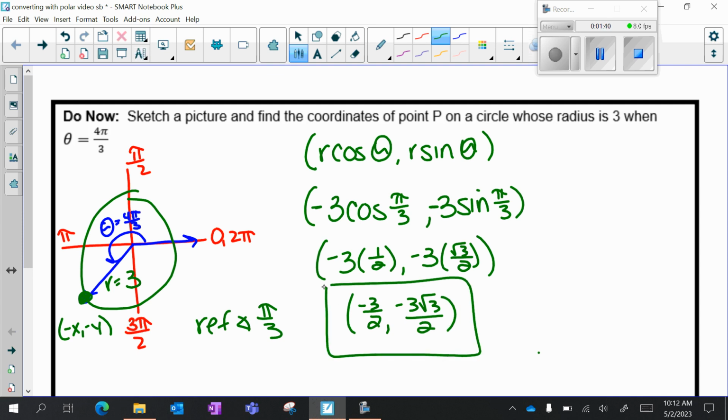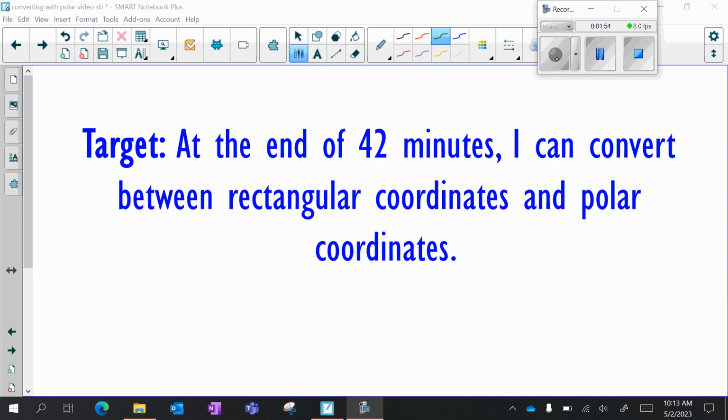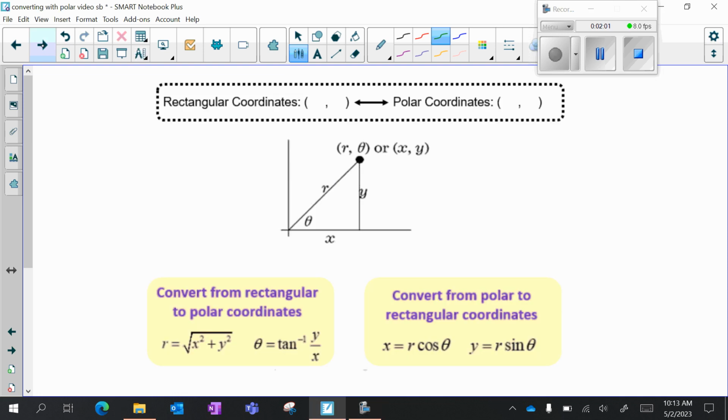And this is going to be helpful for us today as we start to do converting between rectangular and polar coordinates. This is a rectangular coordinate because it is x comma y. So our target for today is at the end of 42 minutes, I can convert between rectangular coordinates and polar coordinates. Rectangular coordinates are x comma y, like we just discussed, and our polar coordinates are r comma theta. So here's a picture. I used quadrant 1 just to be simple.